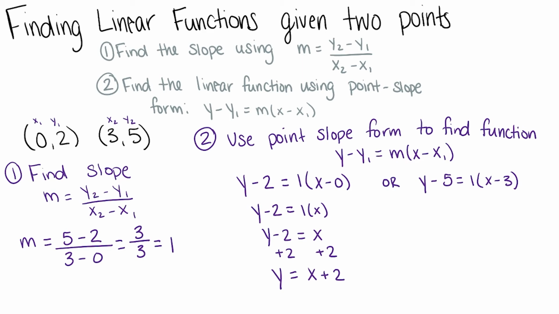Let's look at this using our other point. So we have y minus 5 equals 1 times x minus 3. If we distribute our 1, we get y minus 5 equals x minus 3. Add 5 to both sides. Negative 3 plus 5 is positive 2. This means we have y equals x plus 2.